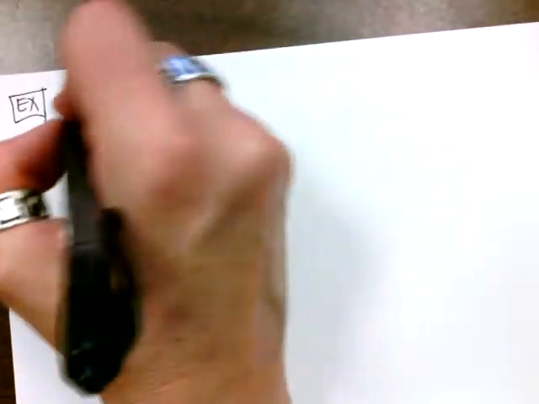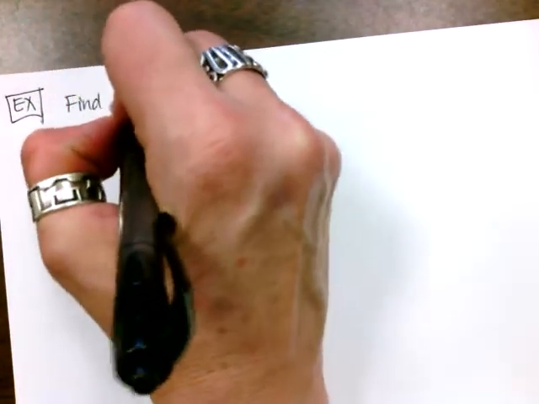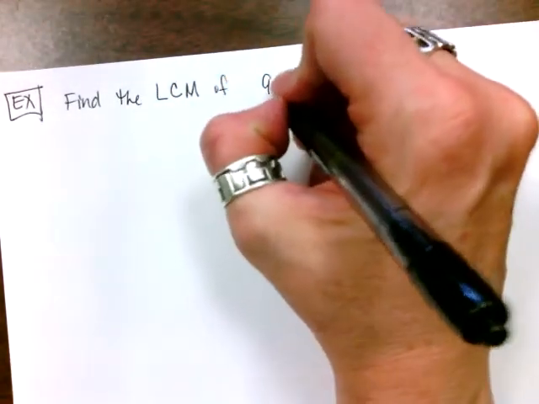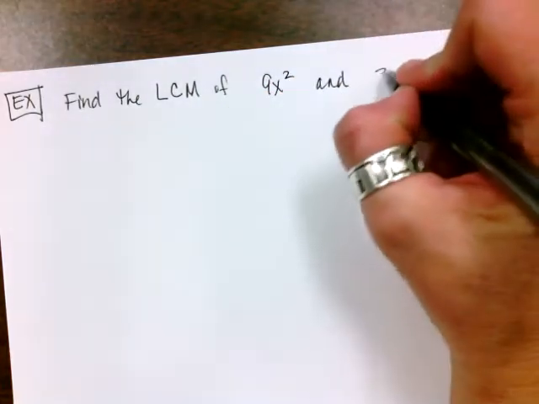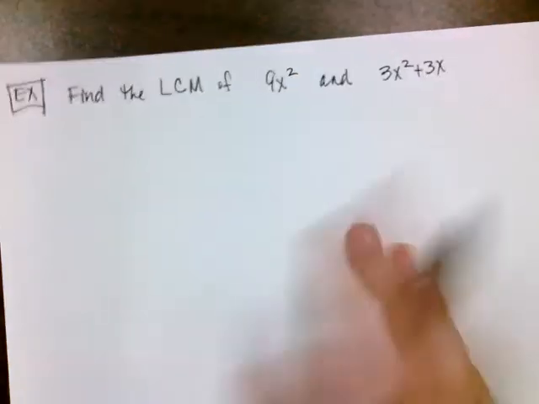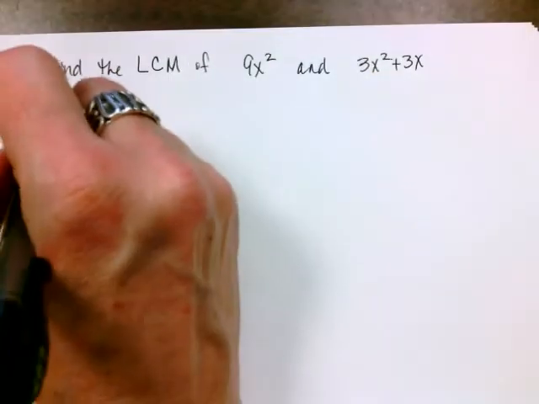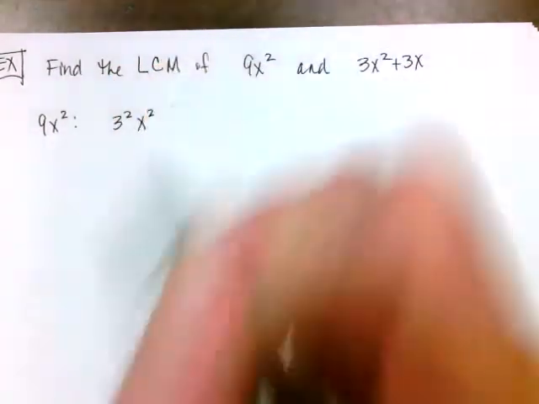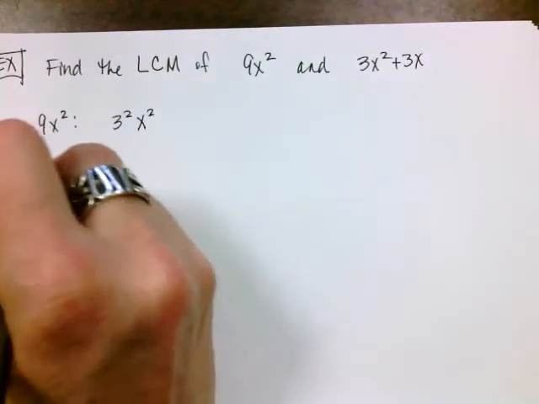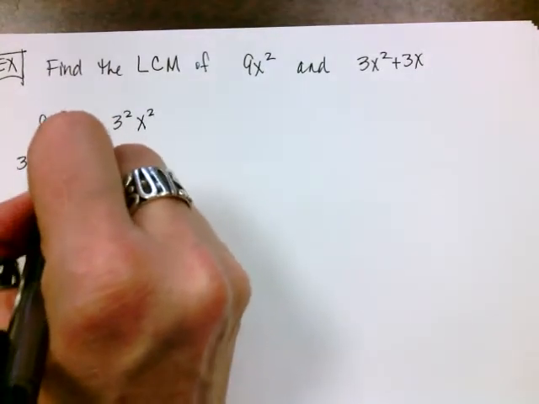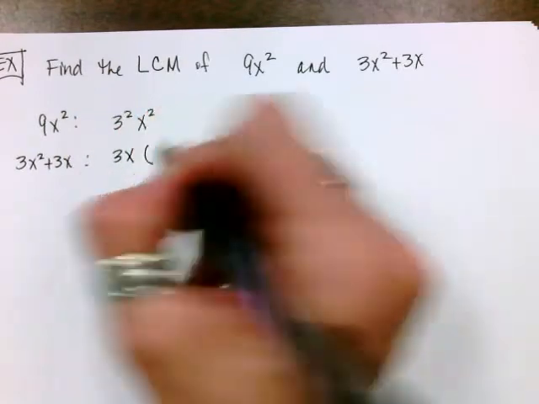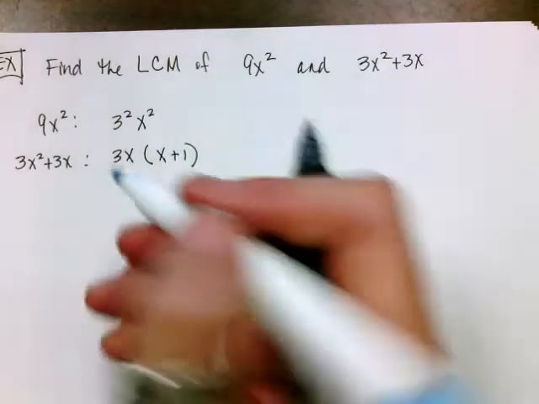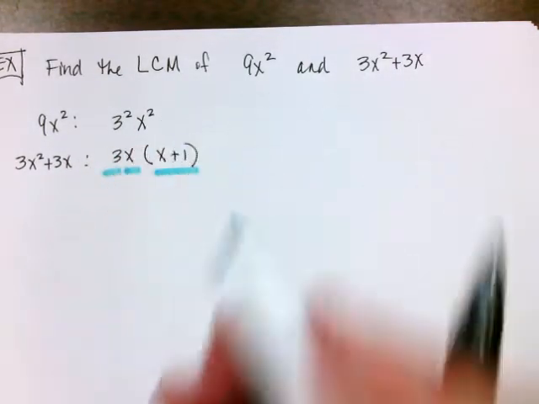All right, same directions. I want to find the lowest common multiple, least common multiple of 9x squared and 3x squared plus 3x. All right, so if I factor the 9x squared, 9 is 3 squared and then times x squared. So that's okay to leave that one like that. If I factor the next expression, they both have a 3x in common, and I'm going to be left with x plus 1. Okay, so for my unique factors, I have a 3, an x, and an x plus 1.